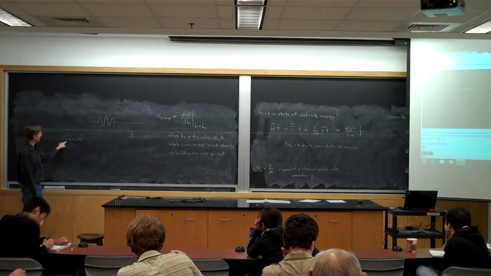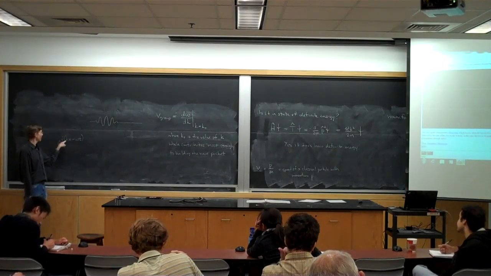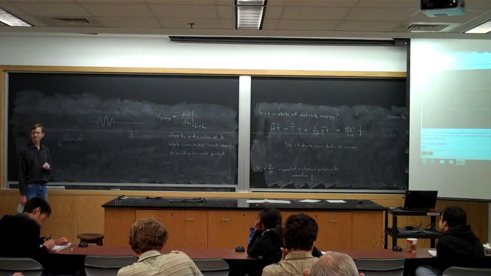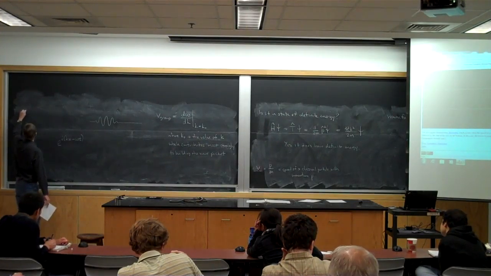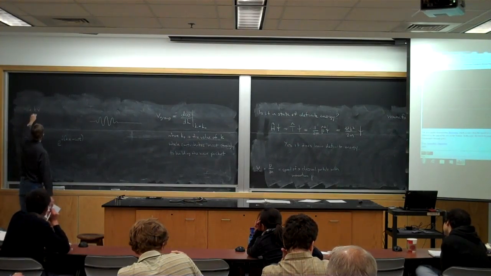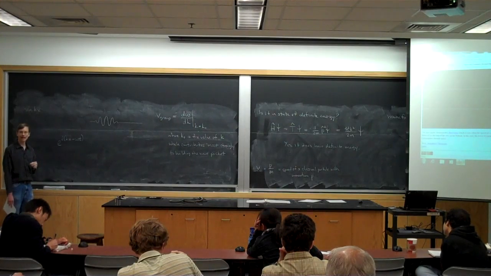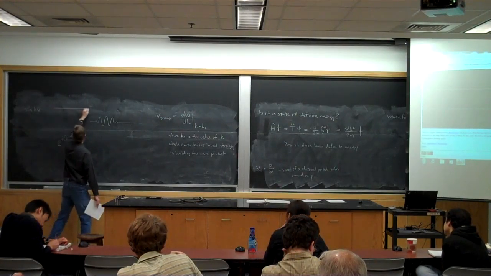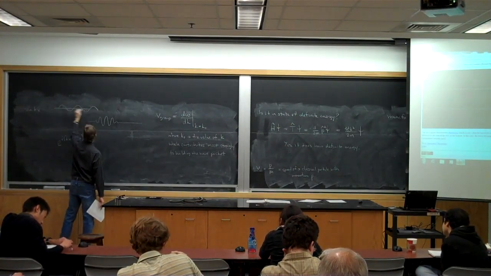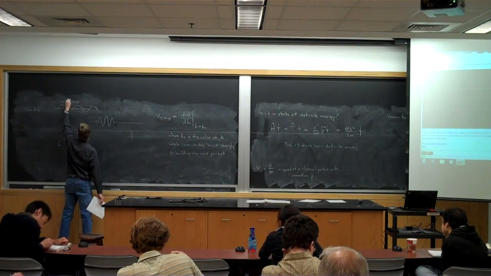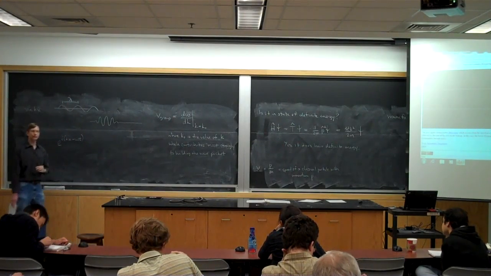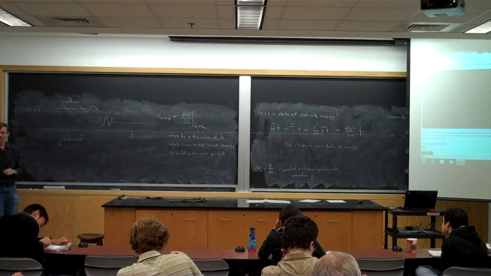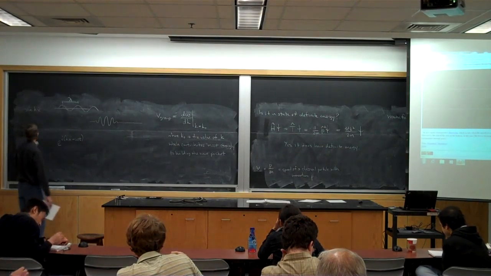If I have e to the i(kx minus omega t), how is the wavelength related to k? What if I had just sine kx? That's a sinusoid, right? If I plotted that versus x, that's just a sine function. Lambda is the peak-to-peak distance. Yeah, it's 2 pi over k, right?